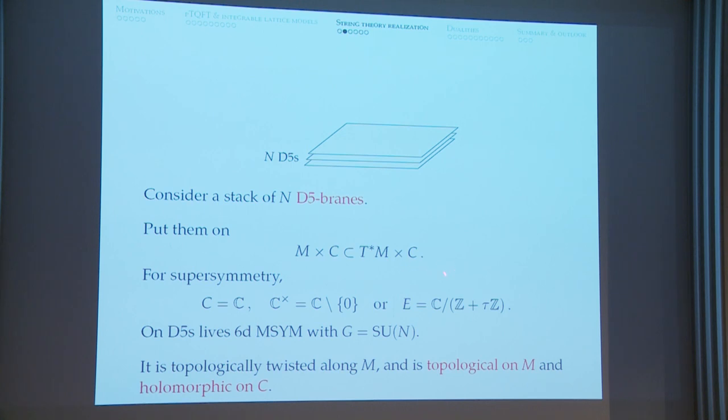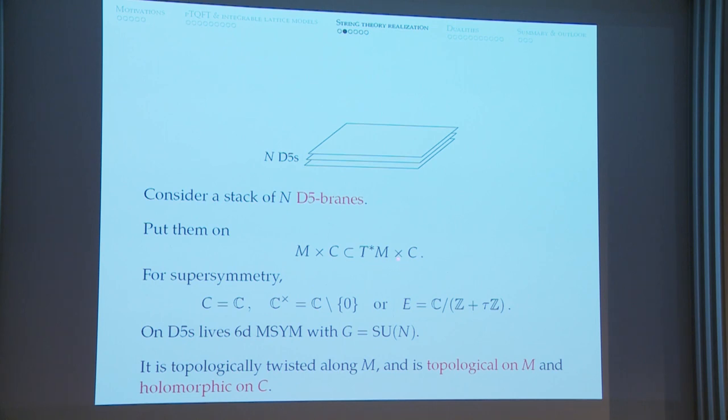All right, it turns out that for some fraction of supersymmetries to be preserved, this C, which is a complex curve, has to be flat. So the only possible choices are whether C is a complex plane, a cylinder, or an elliptic curve. We have these three cases. But in any case, on the D5 branes, if we have N of them, we get six-dimensional maximally supersymmetric Yang-Mills theory with gauge symmetry U(N), or if you throw away the decoupled center-of-mass U(1), we get gauge group SU(N), all right?